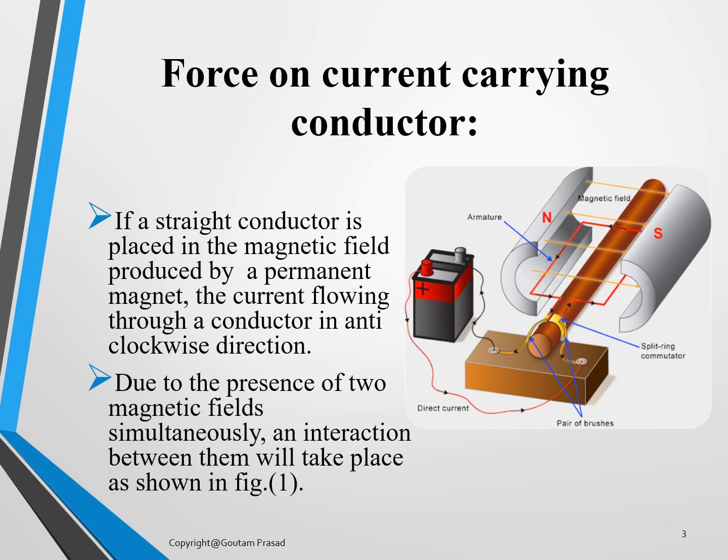Due to the presence of the two magnetic fields simultaneously, an interaction between them takes place as shown in the figure. One magnetic field is due to the current carrying conductor and the other magnetic field is being caused by the permanent magnets. These two magnetic fields interact and the conductor experiences a force.